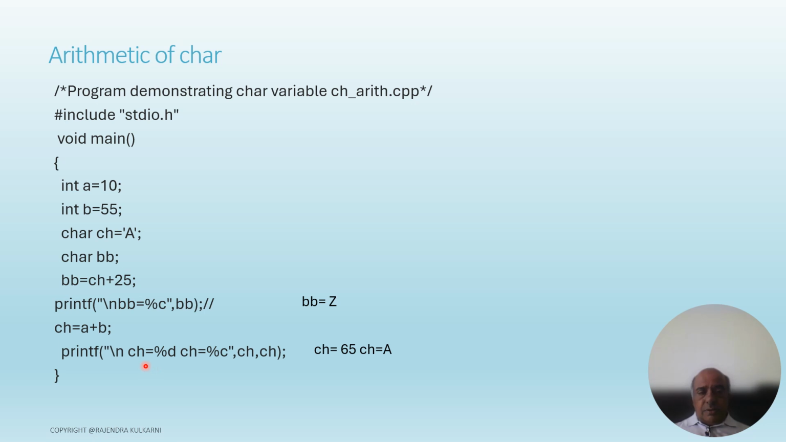See, ch is the same variable having the same value, but when we try to take out its value by a printf statement, format specifier %d will give us an int value, which is the result of evaluation of 55 plus 10, a plus b, and a format specifier %c will give us a character A as the output.